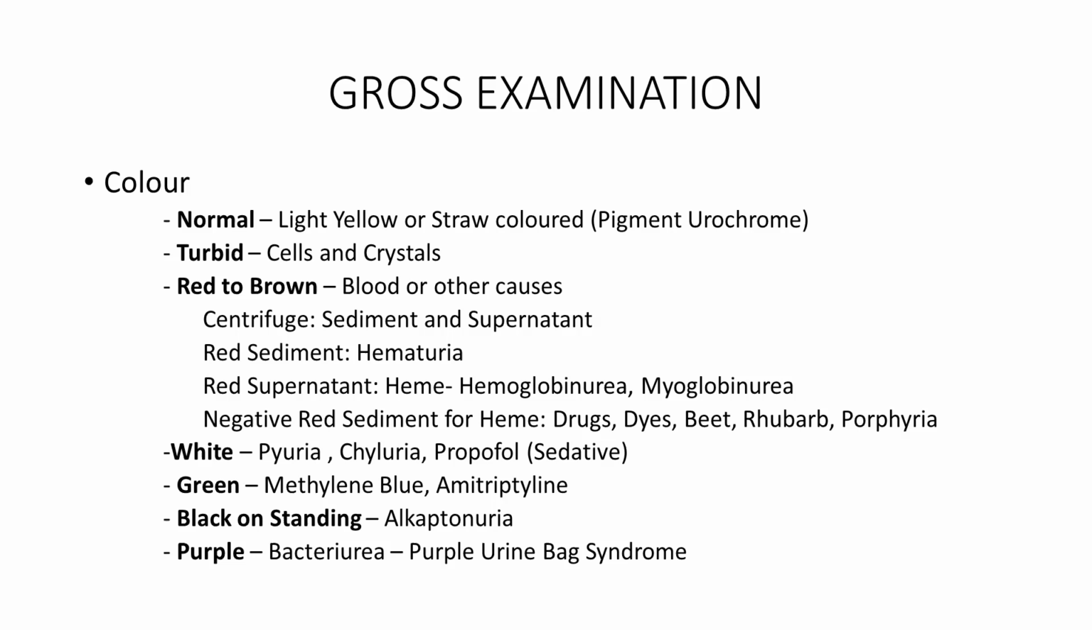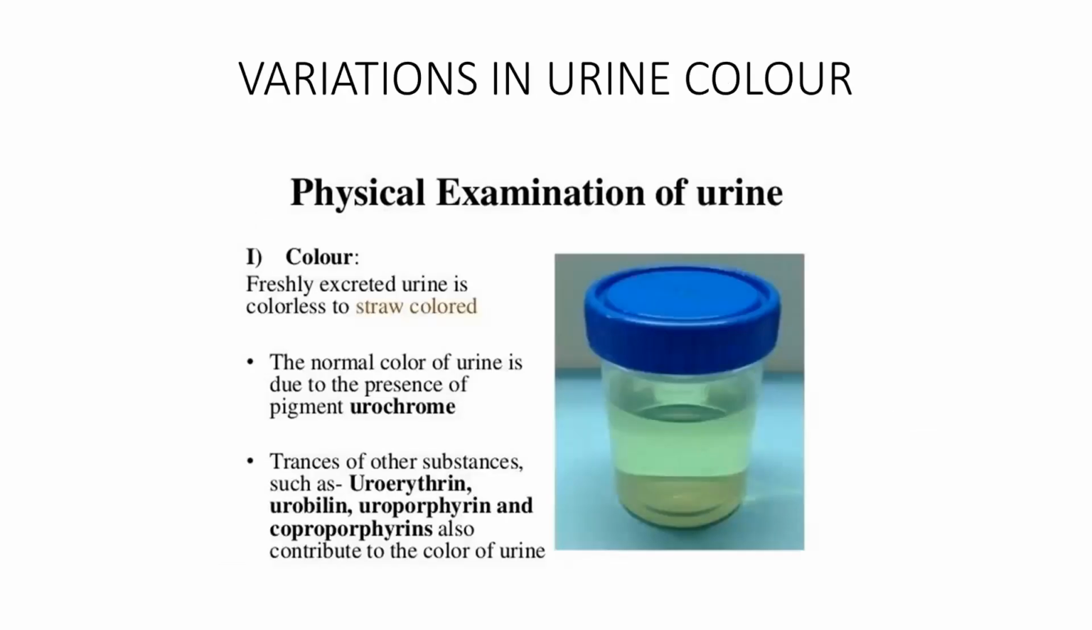Chyluria is due to lymphatic obstruction. You literally get absolutely milk colored urine. Green color is because of methylene blue or amitriptyline. These are drugs. Black on standing is alkaptonuria, and purple urine is because of bacteriuria. It is also called purple urine bag syndrome. It's a chemical reaction. So this is the normal color of the urine.